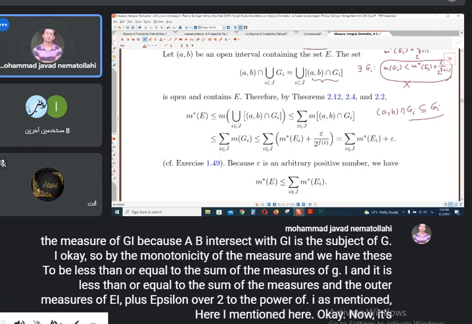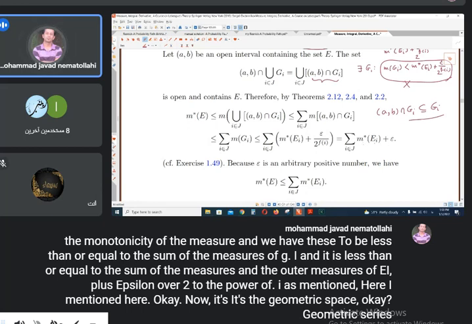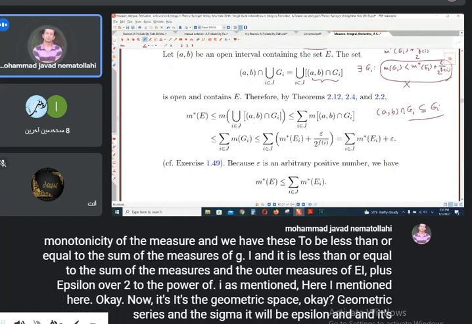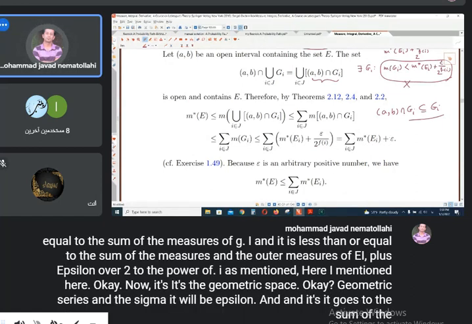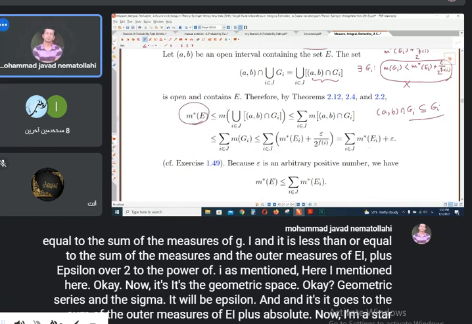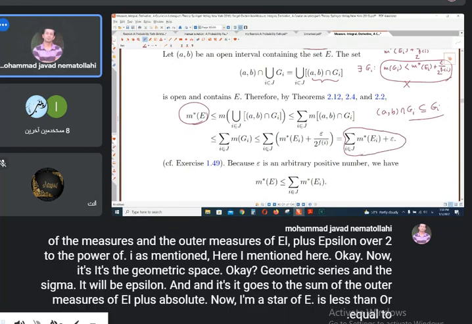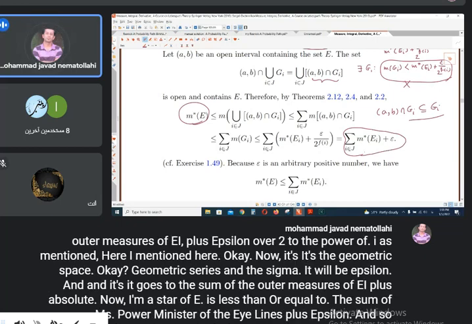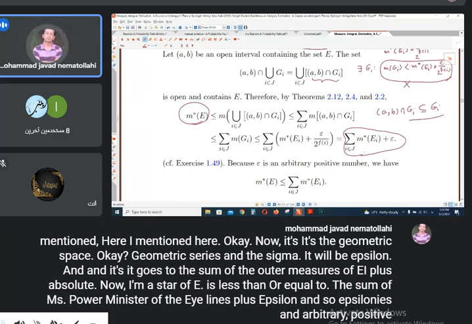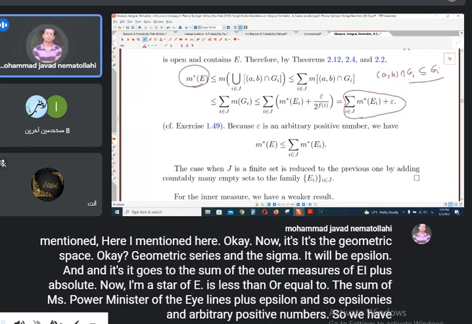Now it's the geometric series, and the sum will be epsilon, and it equals the sum of the outer measures of E_i plus epsilon. Now, m star of E is less than or equal to the sum of m star of E_i plus epsilon, and since epsilon is an arbitrary positive number, we have this inequality as desired.